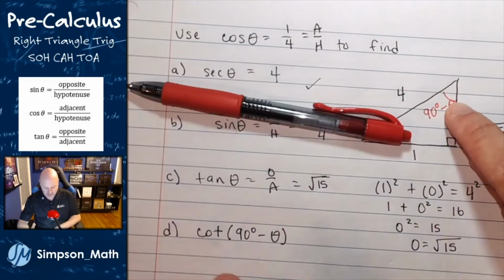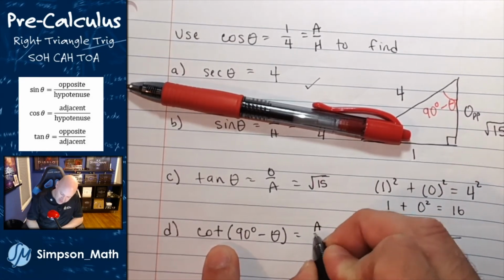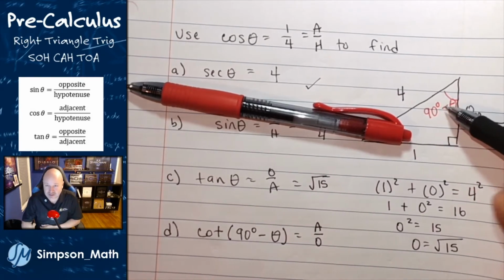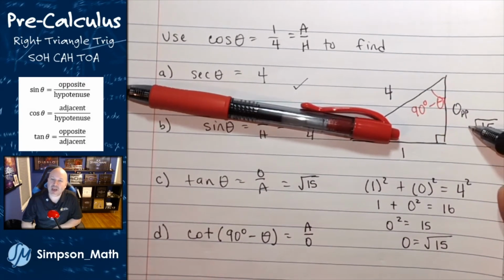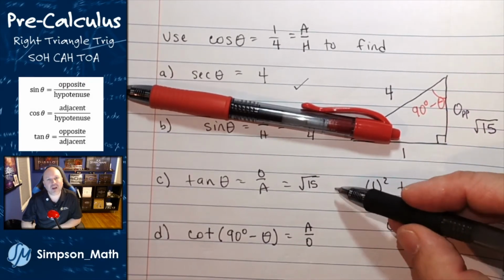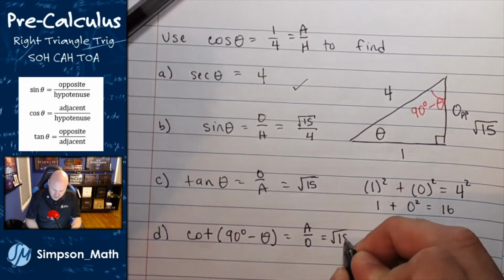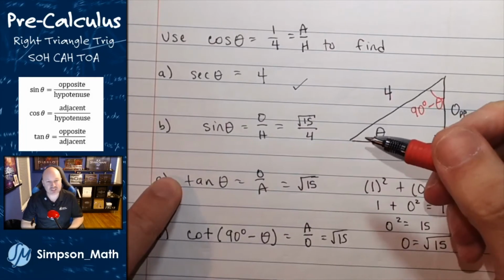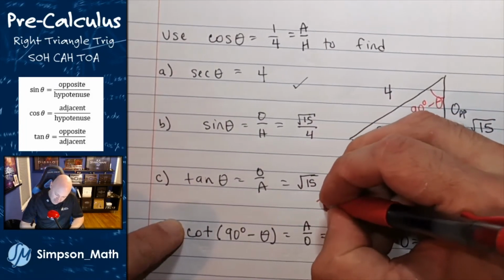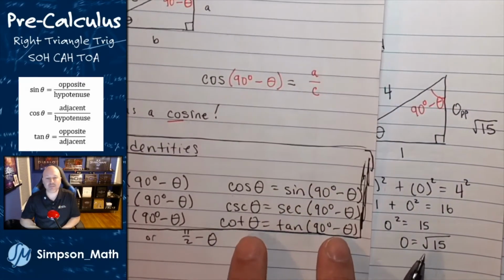To that angle, cotangent is defined as the adjacent over opposite. The adjacent to that angle is root 15, and the opposite is 1. Oh, the same thing. Oh, cofunction. Tangent and cotangent of 90 minus theta, those are the same thing. That's that little identity we just kind of talked about.